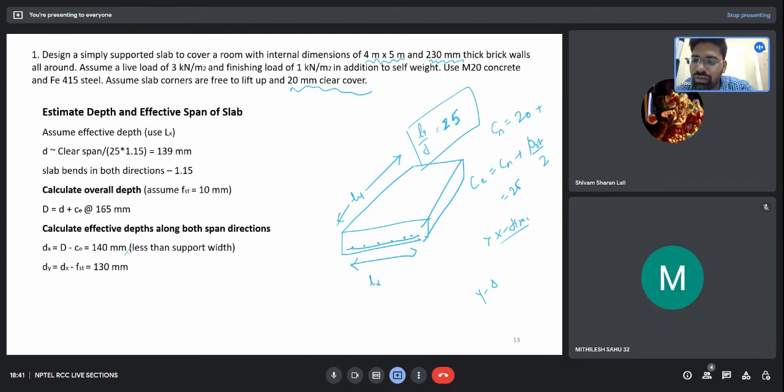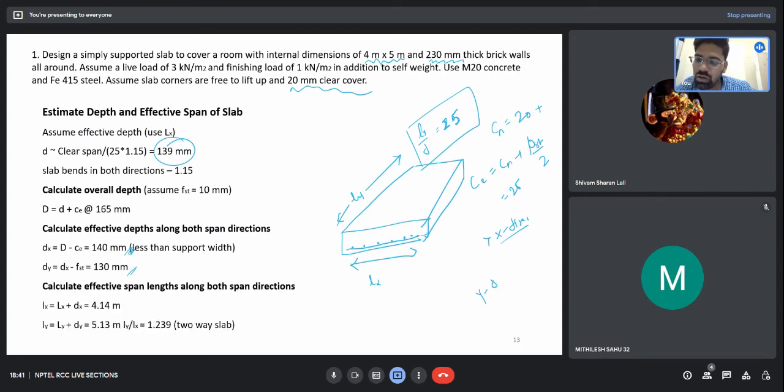Okay, so dx I have calculated as d minus c. C is the effective cover 140, directly this one, and for dy, I will have to further subtract one bar, minus half of this bar. If I'm assuming the bars to be of the same diameter, I will have to subtract this by 10, so 130 mm. Now I will calculate the effective span. The effective span will be clear span plus the effective depth. So for Lx it will be Lx plus dx, and for Ly it will be Ly plus dy. And the Ly by Lx ratio I am getting as 1.239, which is less than 2, and I am concluding this to be a two-way slab.